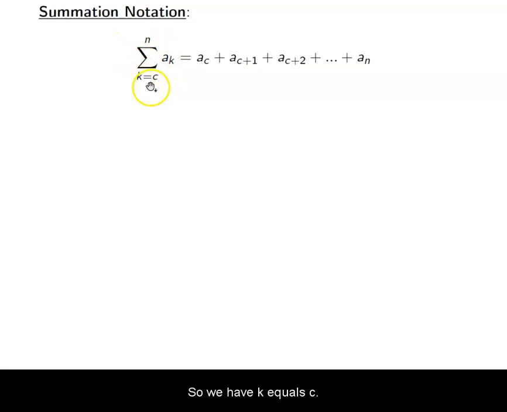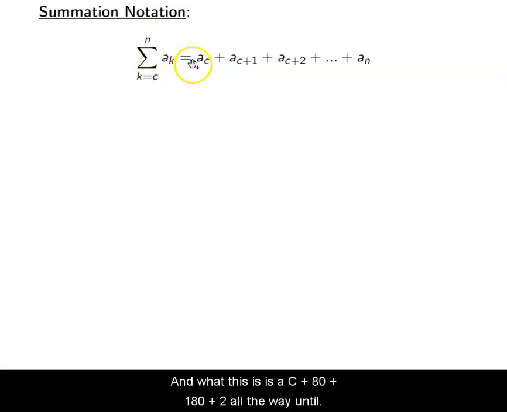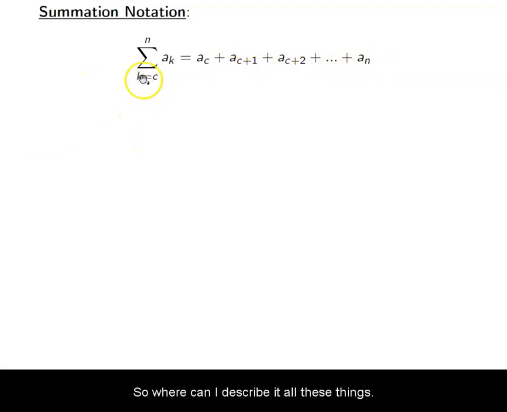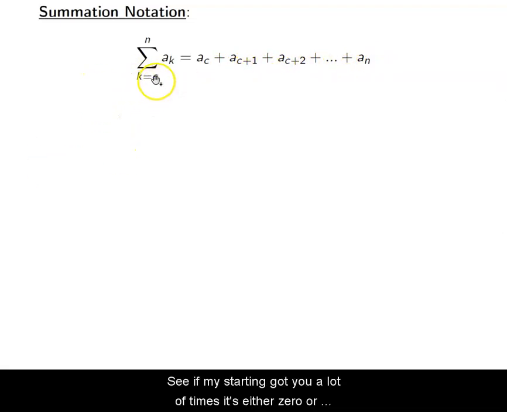So we have the sum from k equals c to n of a_k. And what this is, is a_c plus a_(c+1), plus a_(c+2), all the way until a_n. So we're going to describe what all these things mean. C is my starting value. A lot of times it's either 0 or 1, but it can truly be any value I decide to start with. This is called my index or my counter.